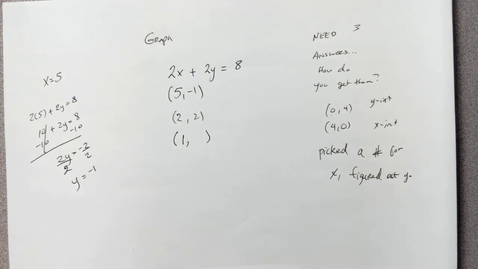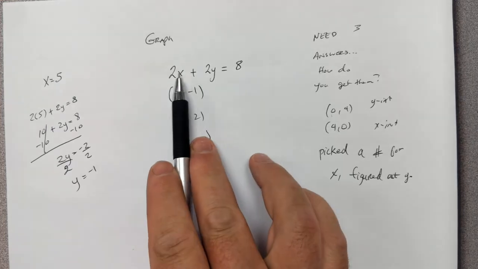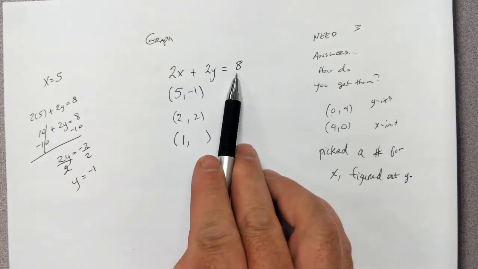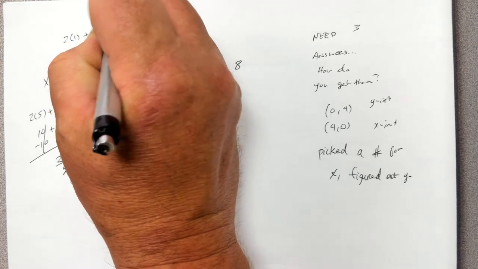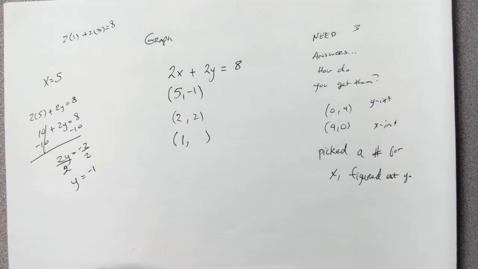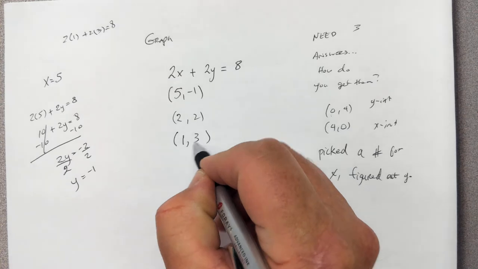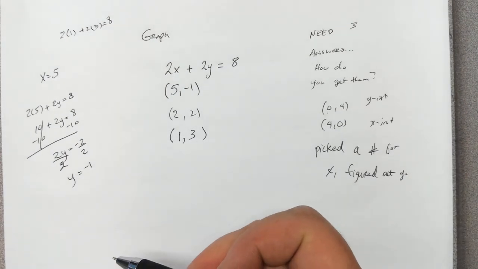What do you think it is? 3. 3? Do you guys agree with her? What do you think, Eileen? She said if X is 1, then Y has to be 3. So that'd be 2 times 1 plus 2 times 3 equals 8. Is that true? Does that equal 8? 2 plus 6 is 8. Yeah, that's true. So if X is 1, Y is 3. There's 1, 2, 3 answers. Yeah, Ernesto?